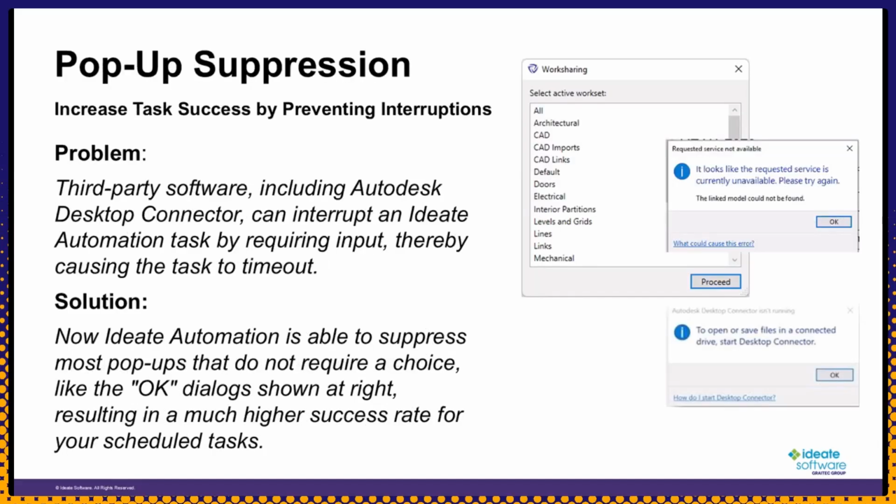We're excited to share that Automation 3.4 now supports improved pop-up suppression. This enhancement ensures that scheduled tasks run without unnecessary interruptions, fewer failures, and more reliable results by automatically handling non-critical pop-ups, which means automation keeps your workflows moving smoothly from start to finish, such as interruptions caused by the schema conflict and Autodesk Desktop Connector dialogues. The result is higher success rates, improved efficiency, and less time spent monitoring tasks, giving you confidence that your process will complete as planned.